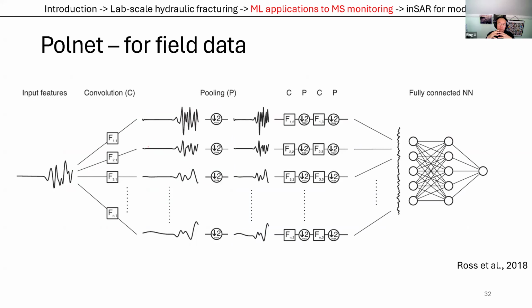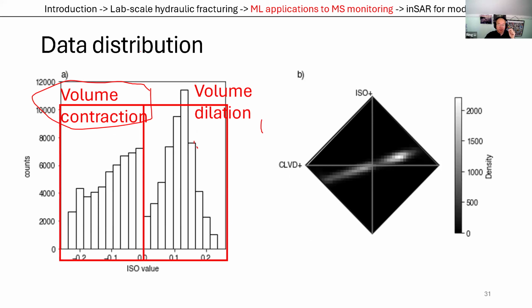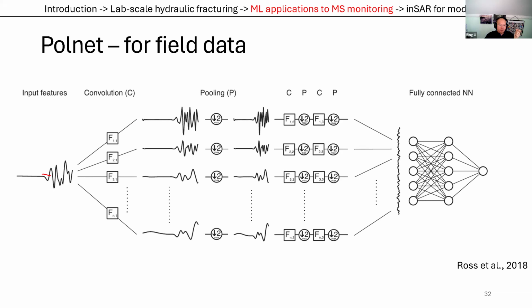What does our model actually look like? What machine learning model are we using? This is one that was trained on field data by Zach Ross at Caltech. Originally it was trained on 2.4 million earthquakes in Southern California. But I want to note that the task it was trained on is not the same as the task we're using here. It was not originally trained to detect the volume change at the source. It was only trained for the much simpler problem of the first motion: does it go down or does it go up? So you can see it's a very related problem.